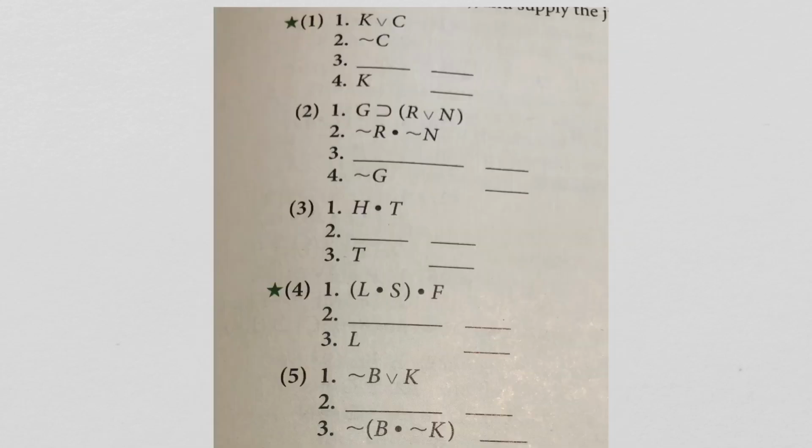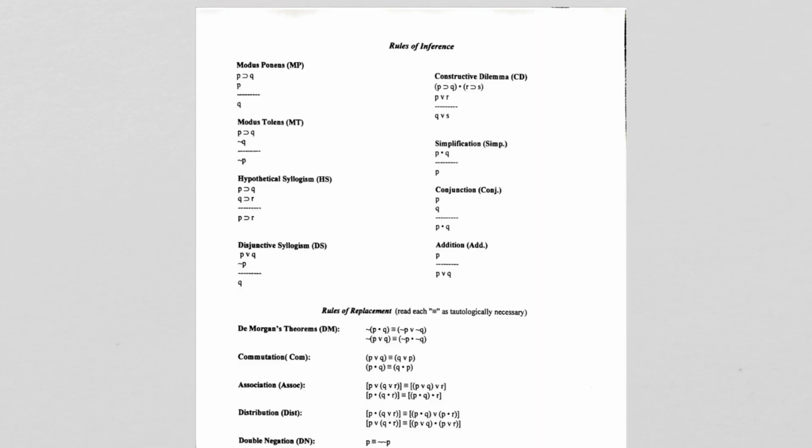So first one here, they're giving us K or C. Then they give us not C. And now they want us to try to derive K from 1 and 2, and we're going to have to do something with 3 so that we can get to K. Okay? So this is where you're going to start learning that there are certain rules that you have to follow. So what we're going to do is we know we're going to be using disjunctive syllogism.